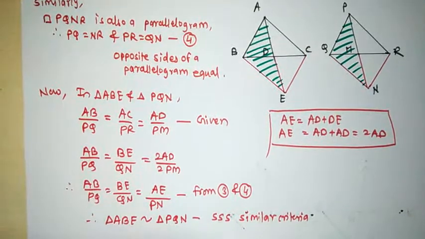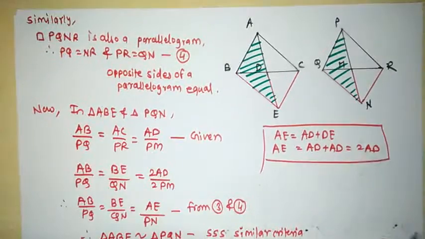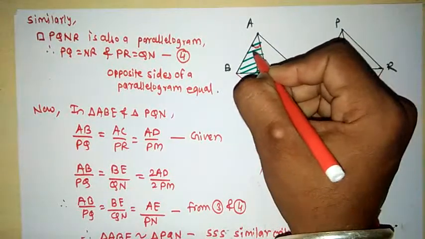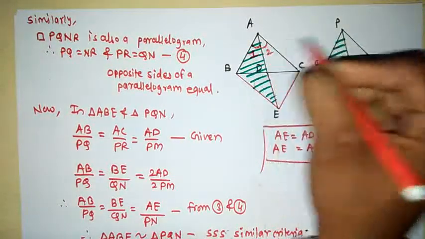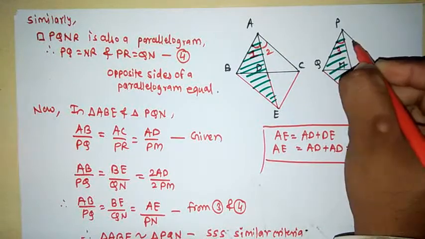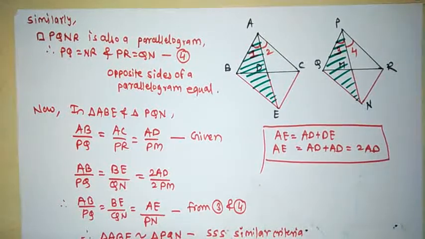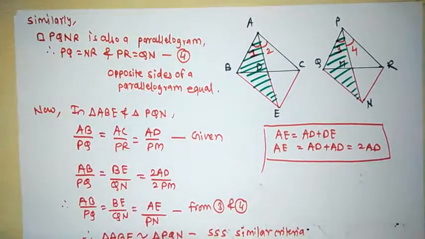Therefore, first I will name this angle as angle 1 and this angle as angle 2, and this one is angle 3 and this angle is angle number 4. Name these angles. Therefore, can I say that angle 1 is equal to angle 2?